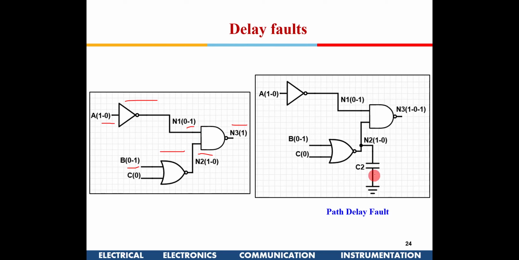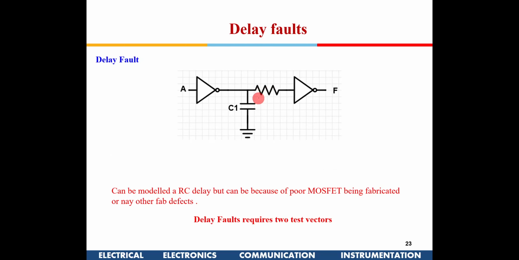But if during fabrication a stray capacitance has come here, or some large resistance has got fabricated here, okay, this is correct. What it means is that during fabrication, suppose a resistance has come in here, because of this wire you have used a very thin wire, or because of the higher VT here.